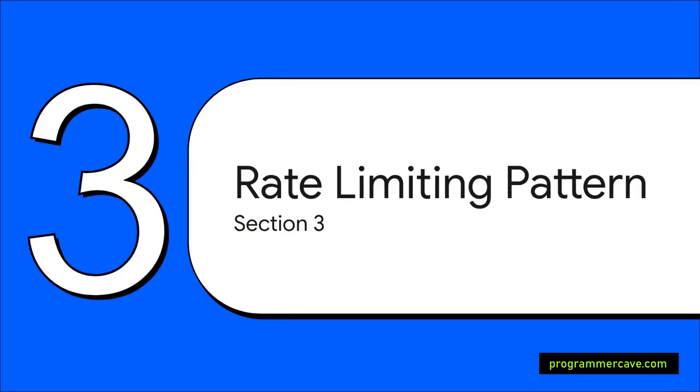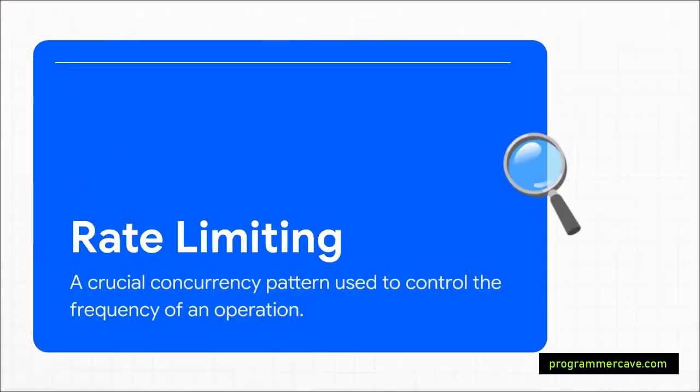Awesome. So we figured out how to control the number of things happening at once. But what about controlling the speed? You know, the frequency at which things happen. Well, that brings us to our second incredible tool, the rate limiting pattern. Rate limiting is exactly what it sounds like.